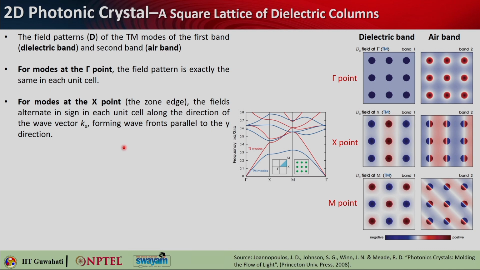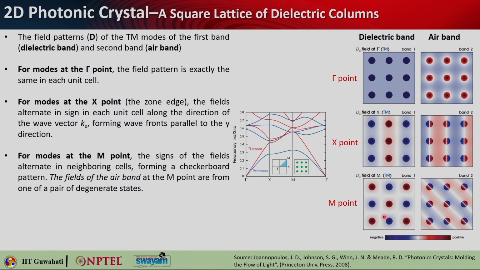This is happening along the unit cell, along the direction of the wave vector kx, forming wave fronts which are parallel to the y direction. So, you can actually see the wave fronts in the y direction. This is x, this is y, and up, which is outside the plane of this screen, is the z direction. You can see they are forming wave fronts parallel to the y direction.